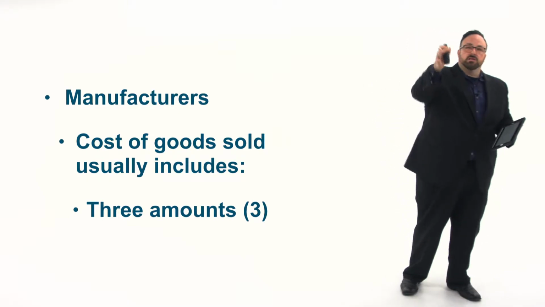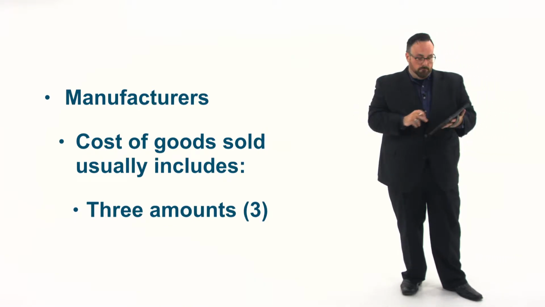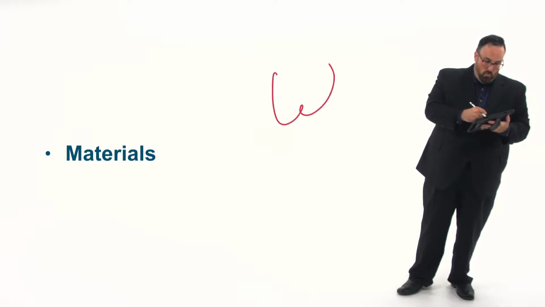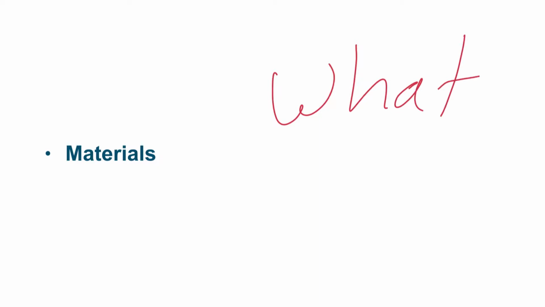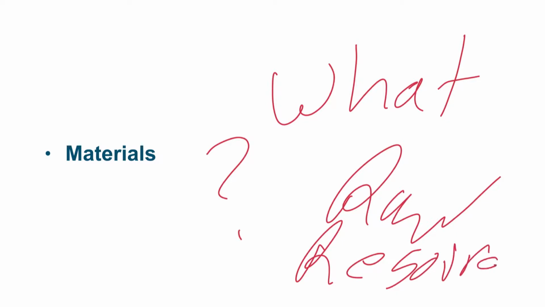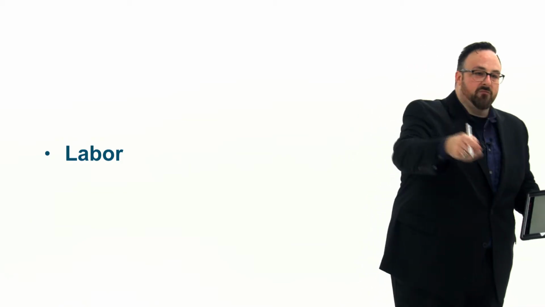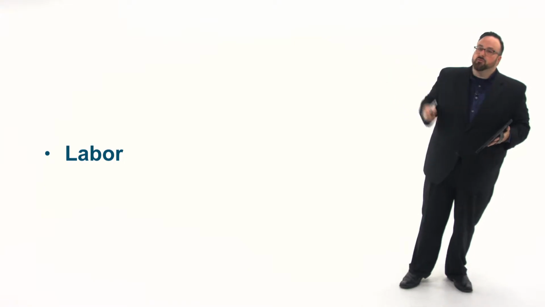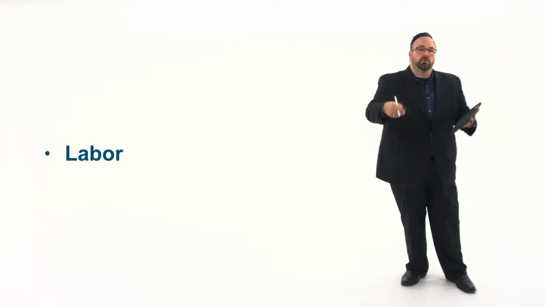And there are three amounts, for instance, that a manufacturer would use. Number one, materials. What does an owner need to create the product? Well, raw materials, resources. Labor costs. We have people on the payroll, but what essentially are other labor costs? A manufacturer, well, you have machines. You have factories to produce the product, to sell and produce these goods.